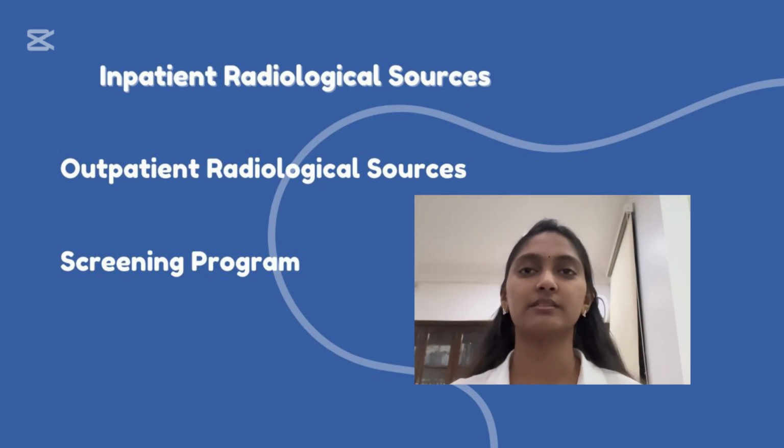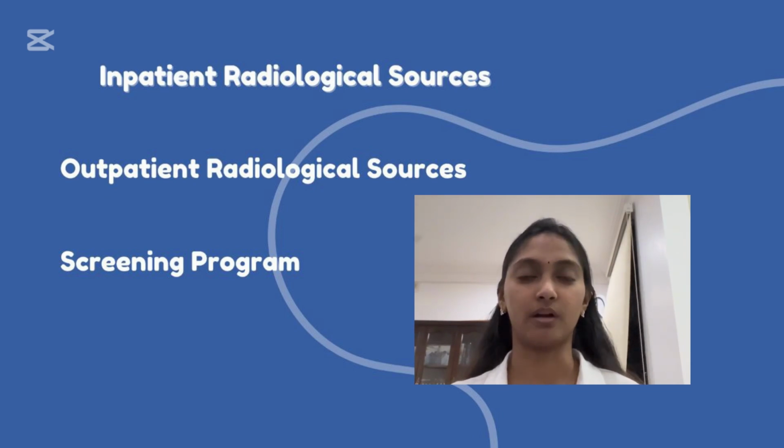Outpatient radiological sources. Outpatient radiological examination can be performed in various settings such as outpatient clinics or health clinics. This includes both government clinics as well as private clinics. Patients who receive their radiological examination in clinics may not require hospitalization, but the radiological tests may be necessary to help with the treatment plan or as part of their health screening.